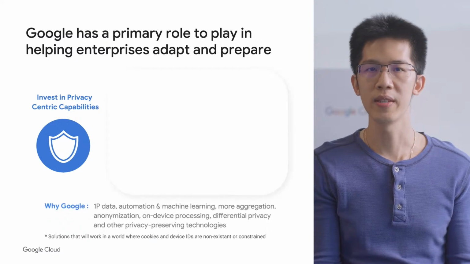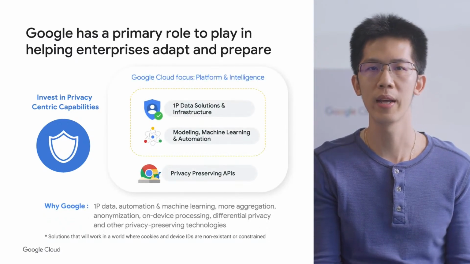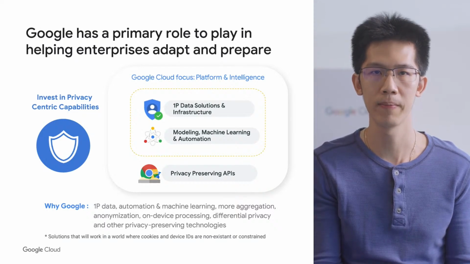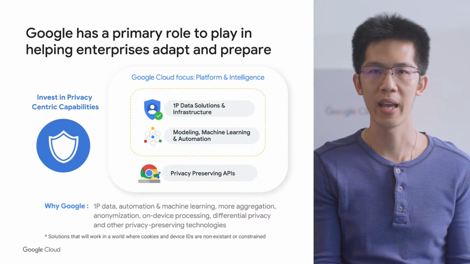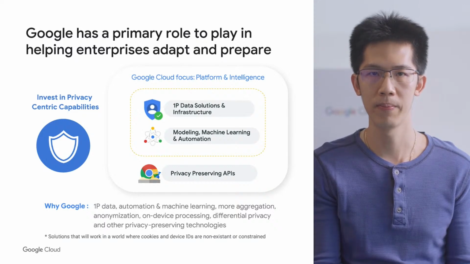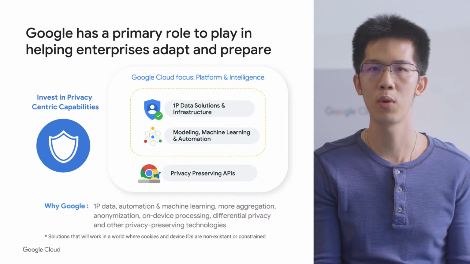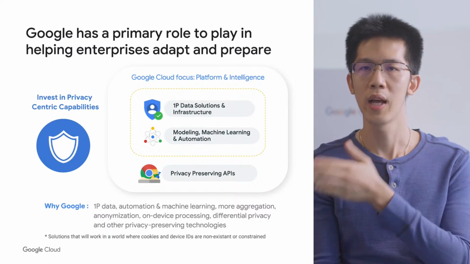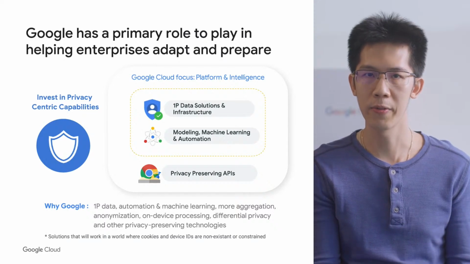As one of the leading and trusted platforms by many companies when it comes to cloud and marketing solutions, Google strongly believes that it has a primary role to play in helping enterprise to adapt and prepare in this new era. In particular, Google has invested heavily in many privacy-centric capabilities across both Google Cloud and Google Marketing Platform. With Google Cloud, a key focus is a platform infrastructure that can support the first-party data strategy. This ensures that all the cloud products and services can comply with regulatory requirements from where the data is being encrypted and stored, to securely transmitted across the network, to how computation is provisioned and scaled up and down.